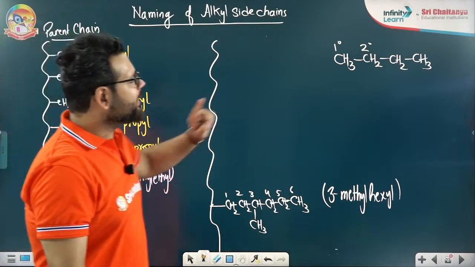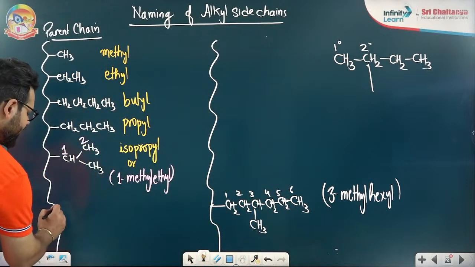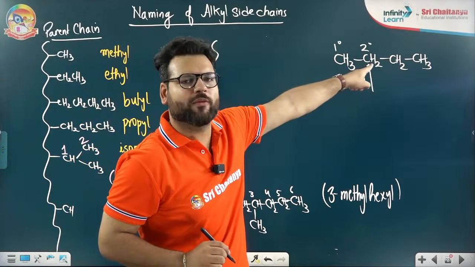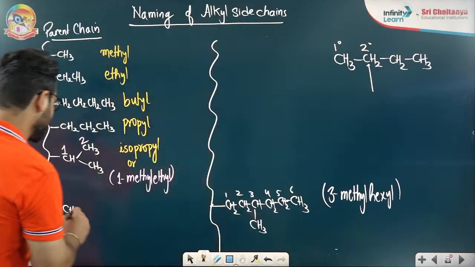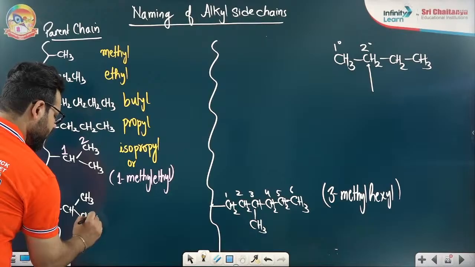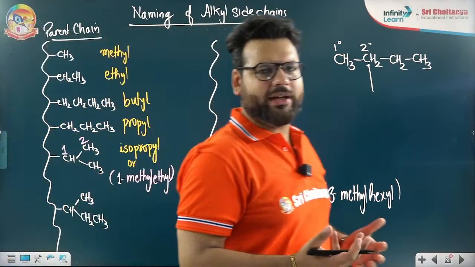But if I remove a secondary hydrogen, attachment will occur from here. So what am I going to get? CH, from here attachment. I have removed one hydrogen from here. CH attached to methyl and ethyl. Again, it's a complex side chain.